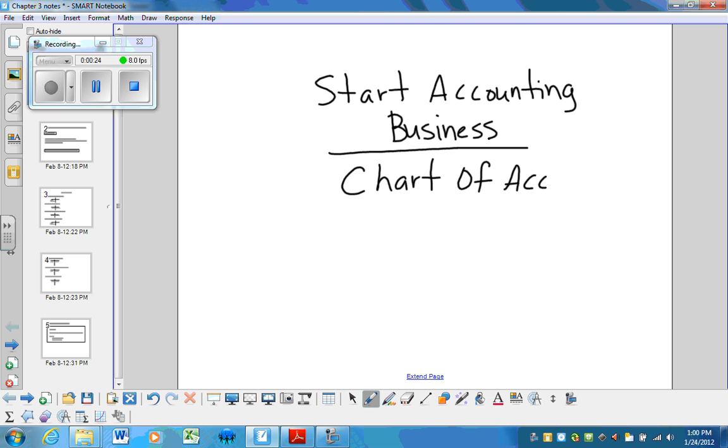Remember that a chart of accounts does not have any money in it. It just lists your assets, your liabilities, and your capital, and it gives an account number for each one of those sections. Once you have your chart of accounts made, you then do a beginning balance sheet.